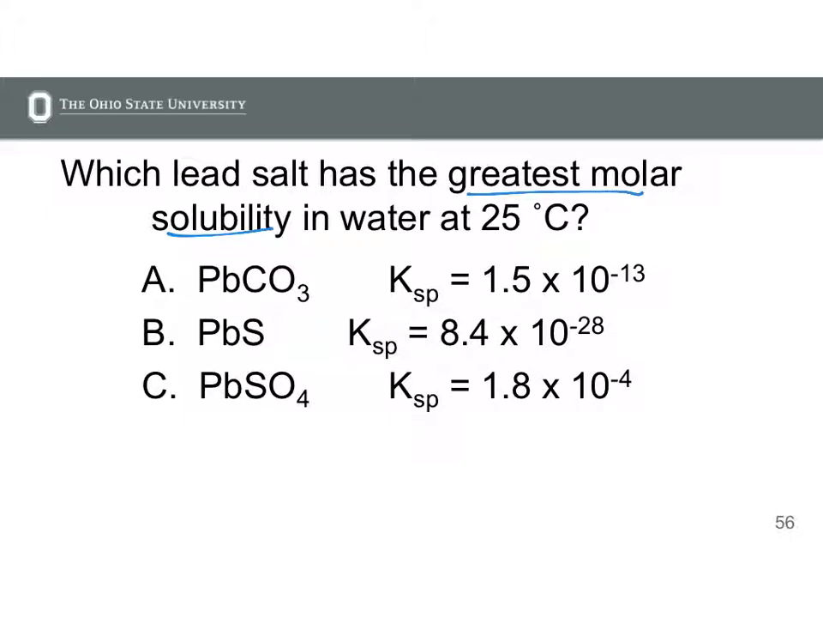All right, what'd you come up with? C? A couple of C's? Everyone agree? Why C? It has the largest value of KSP. Okay. What if we had a lead salt that didn't form one-to-one with its ions? So all of these dissociate, and we have one lead ion formed.